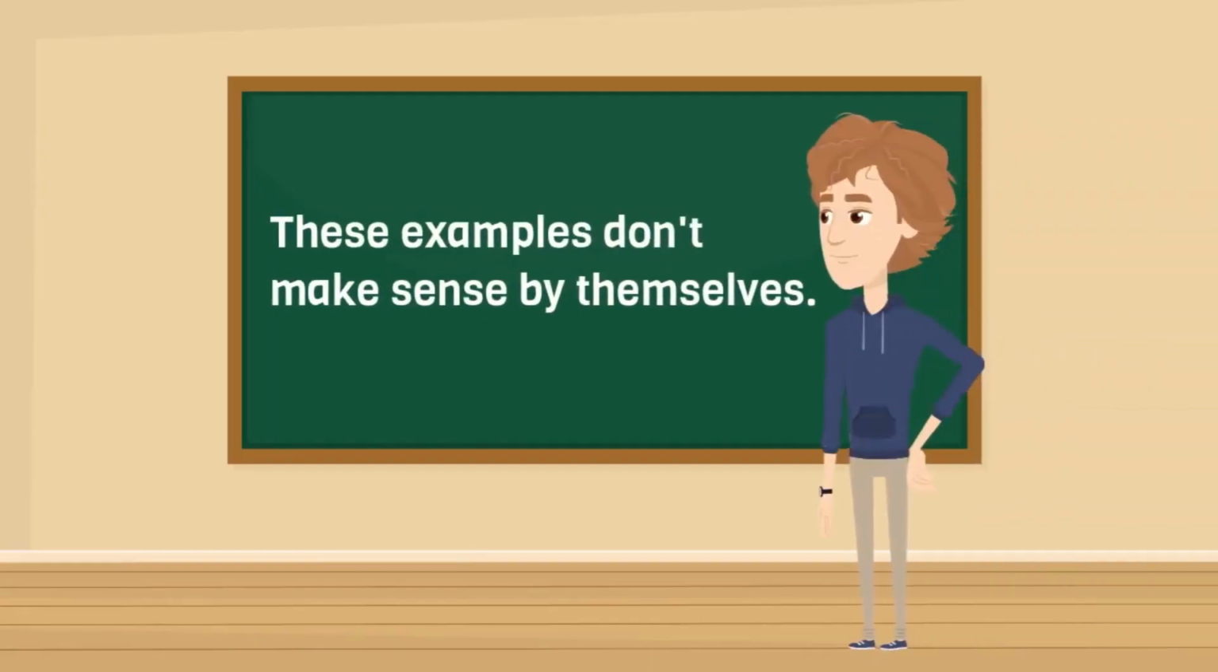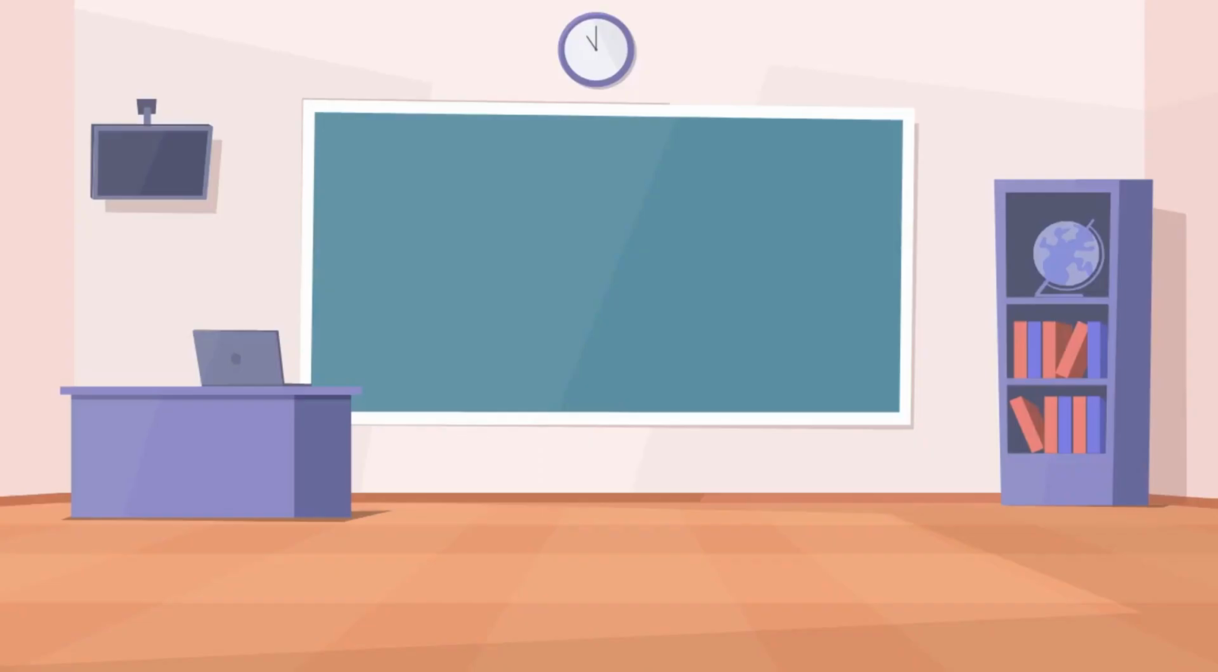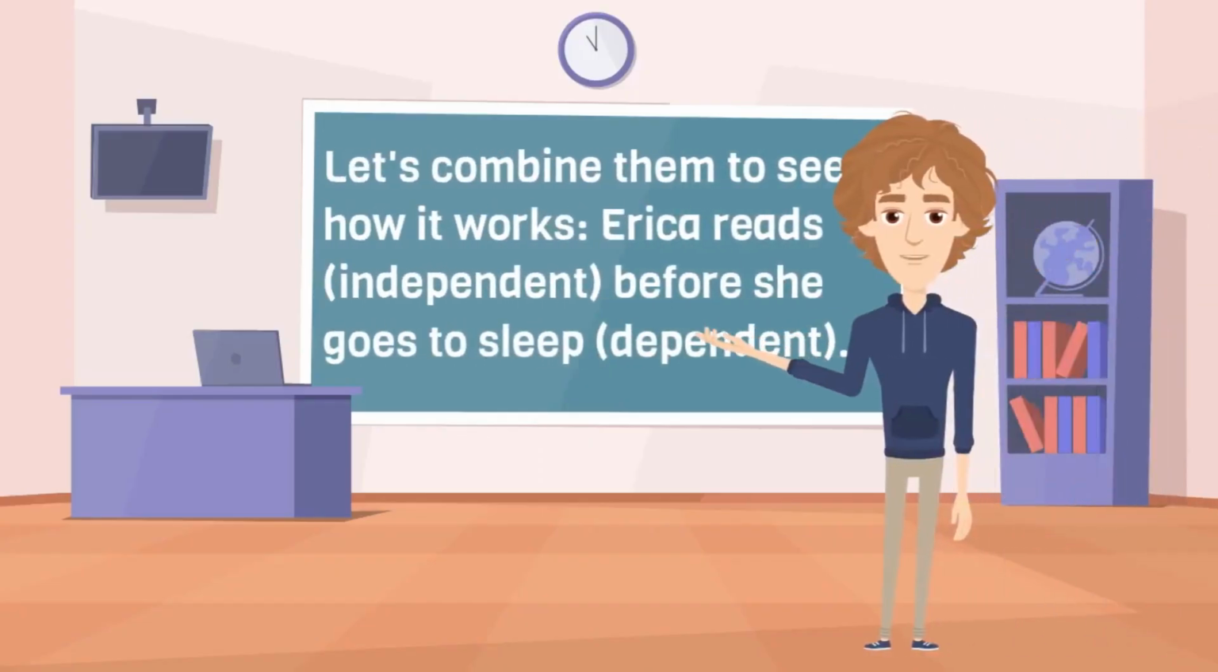These examples don't make sense by themselves. They are called dependent because they depend on an independent clause to complete their meaning. Let's combine them to see how it works. Erica reads before she goes to sleep.